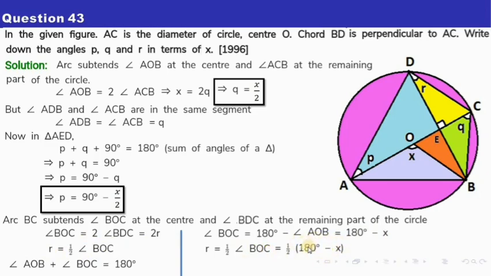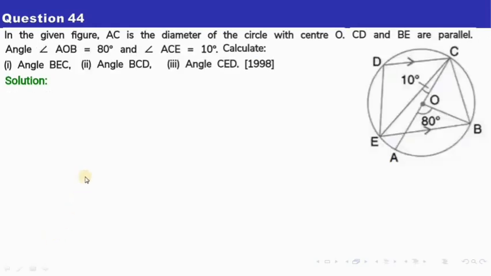All right, so from here what is R? So half into 180 is 90 and minus X by 2 is left. So the value for R will be 90 minus X by 2. So pause the video to note down. Okay, so let's have a look at the next question.